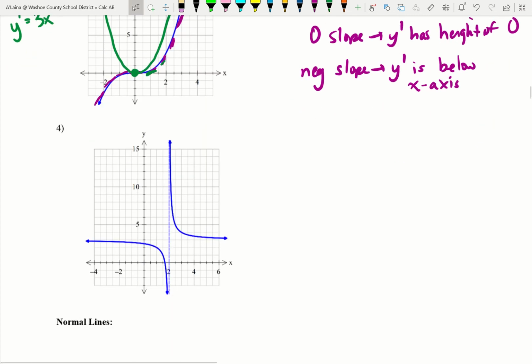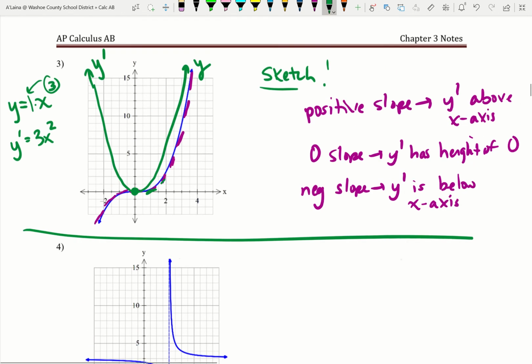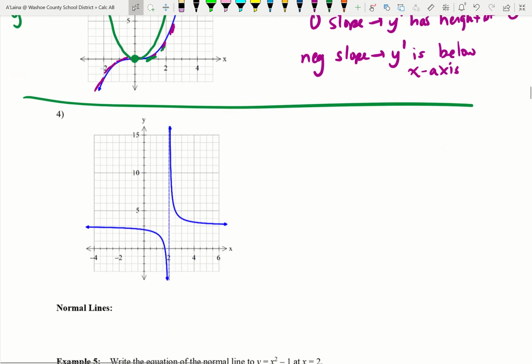Okay, now this one's harder to use the power rule on. It's not impossible, but it is a little bit harder. But I'm just going to look again at what I mentioned up here. I'm trying to make a sketch. It does not have to be an accurate graph. Anytime the slope of the tangent line is positive, my output for the derivative will be above the x-axis. If I have a 0 slope, then I'll have a height of 0 for the derivative, and a negative slope of the tangent line will be below the x-axis.